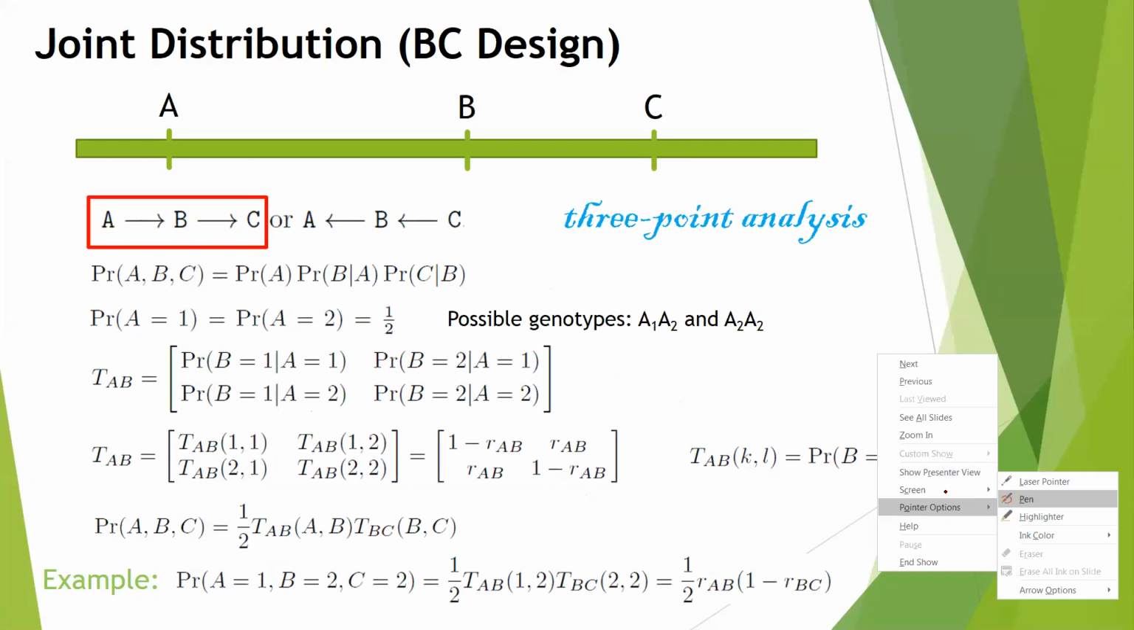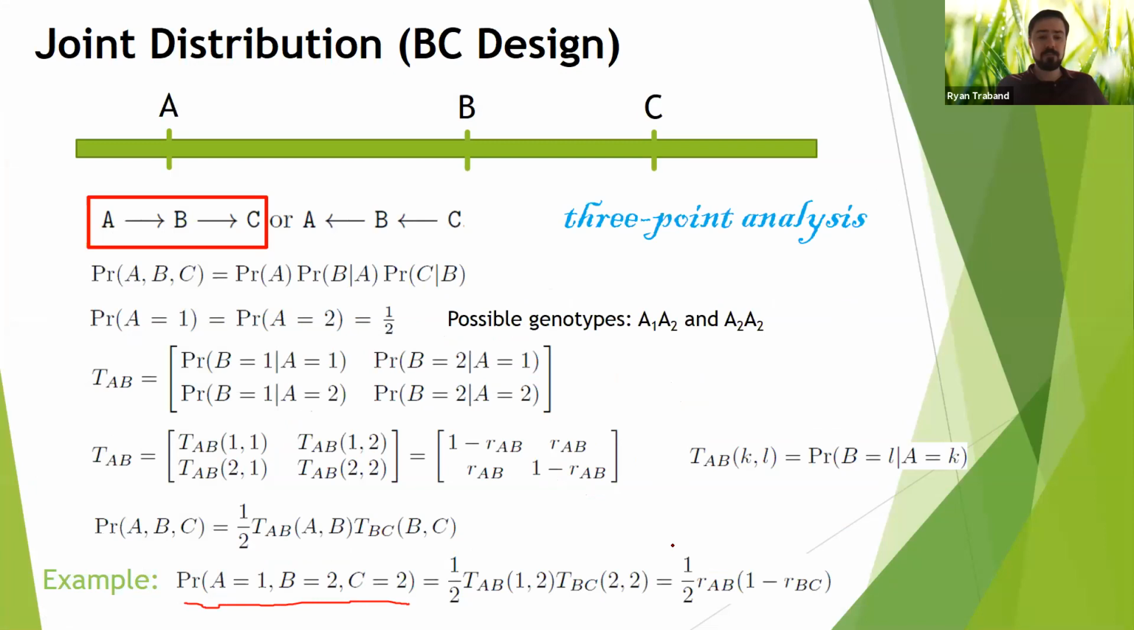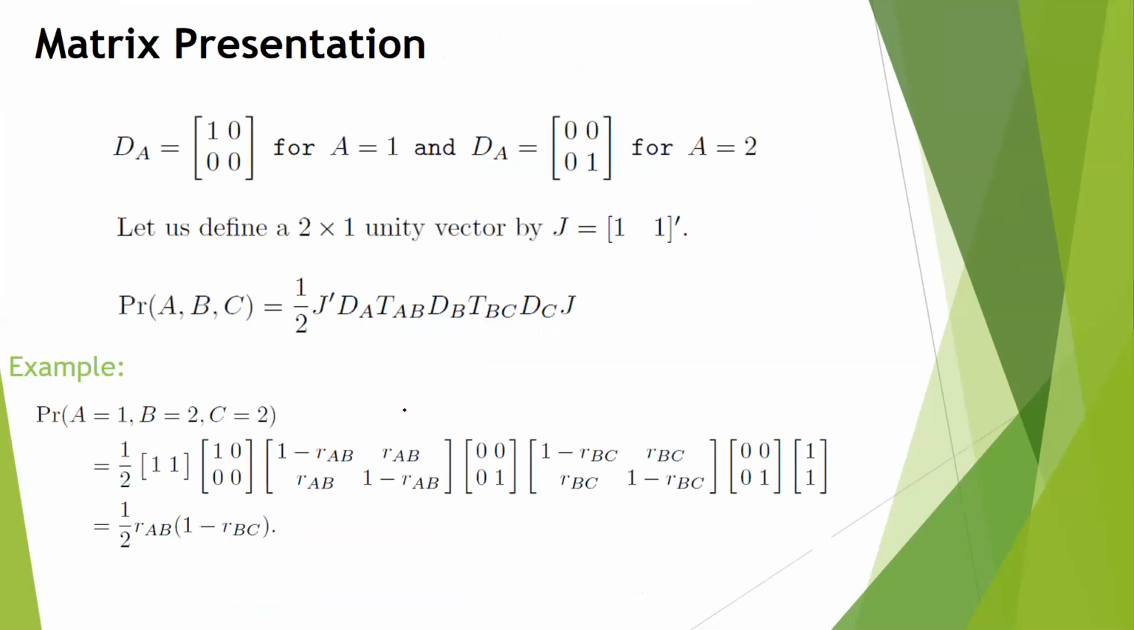So any questions here? Is it clear how we use this Markov chain and also use this transition probability matrix to help us calculate the joint probability for any progeny of a specific genotype from this backcross design? Is that clear? Very good. Okay, let's move on.